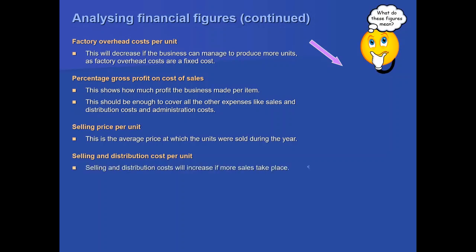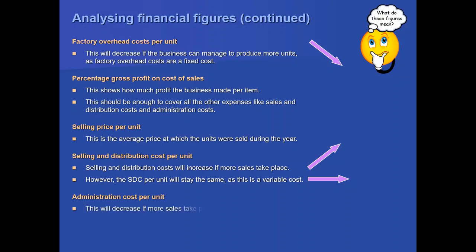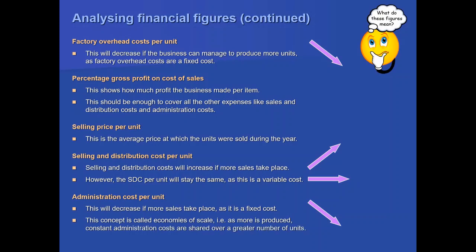Selling and distribution costs per unit. Selling and distribution costs will increase if more sales takes place. However, the selling and distribution cost per unit will stay the same, as this is a variable cost. Administration cost per unit. This will decrease if more sales takes place, as it's a fixed cost. So administration cost per unit and selling and distribution costs per unit, in a sense, goes in the opposite direction. This concept is called economies of scale. That is, as more is produced, constant administration costs are shared over a greater number of units.